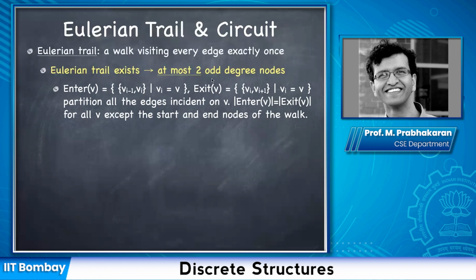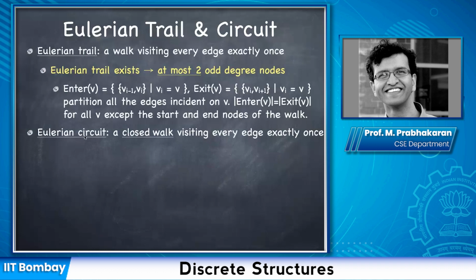Okay, so the 2 nodes we excluded are the end and begin nodes. They could be 2 different nodes, in which case there will be exactly 2 odd degree nodes, or they could be the same node, in which case there will be no odd degree node. In this case, it's called an Eulerian circuit. It's a closed walk. A circuit is a closed walk, so v0 equals vk, where k is the length of the walk. And an Eulerian circuit is a circuit which visits every edge exactly once.